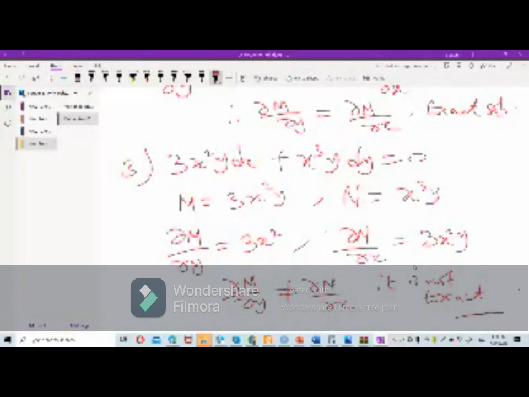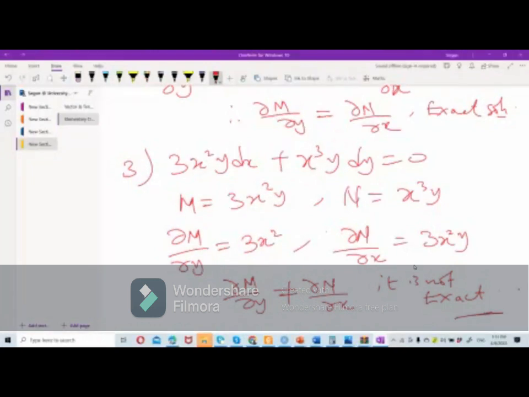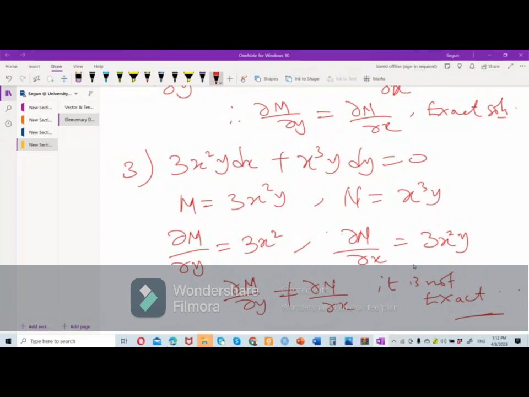This is not exact. So we have equations of different forms. It can be exact, it might not be exact. It depends on what you are asked to calculate. If it is exact, you will know. If it's not exact, you will know once you test it in this way. But let's look at the steps once again.